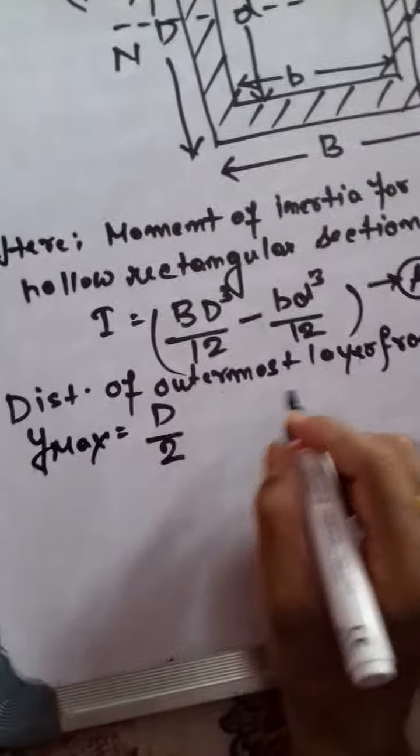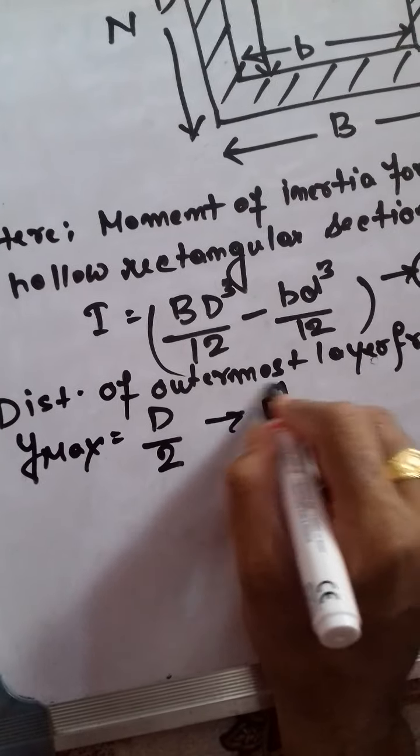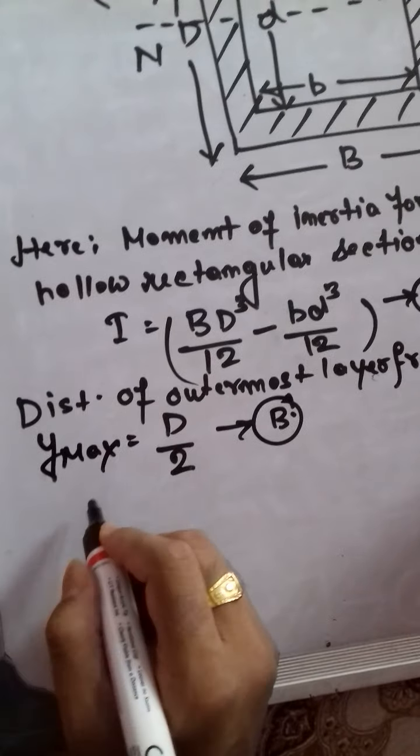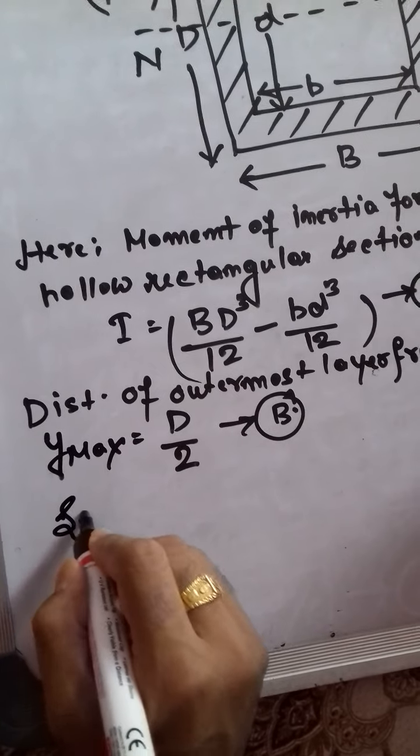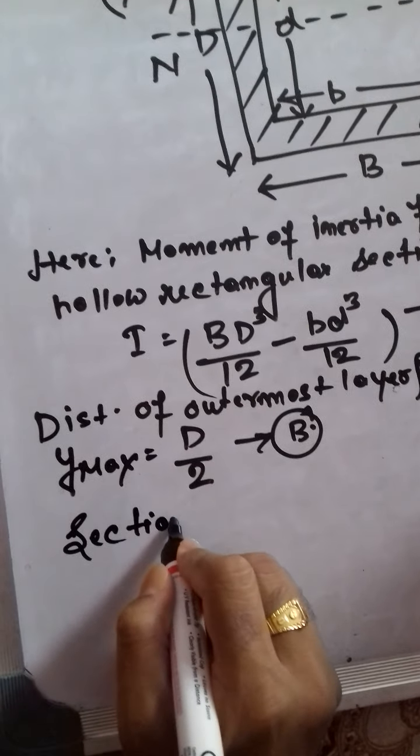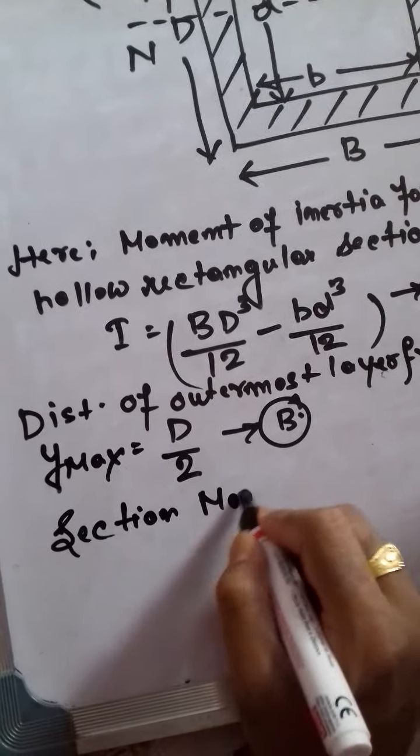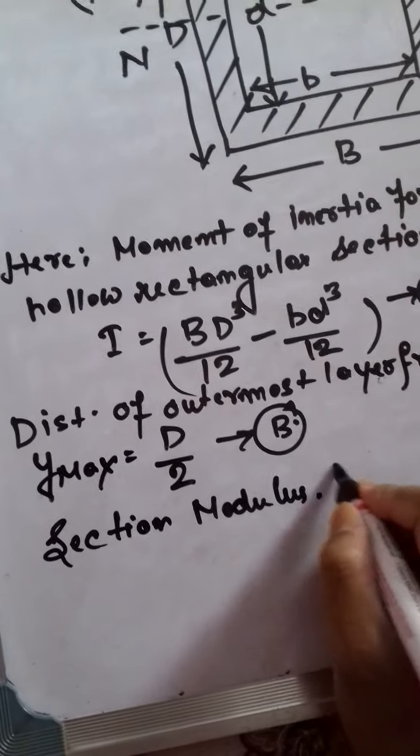Okay, so now this you can name as B. Now we know section modulus is mathematically denoted by Z, right? So section modulus is mathematically denoted by Z.